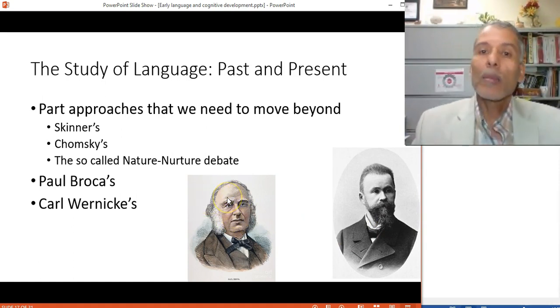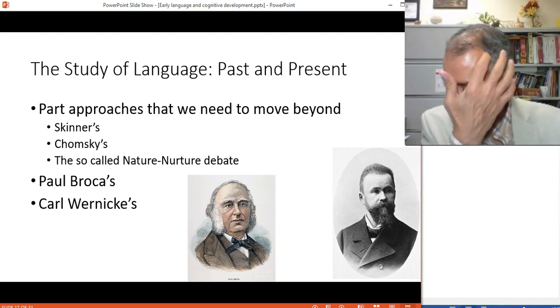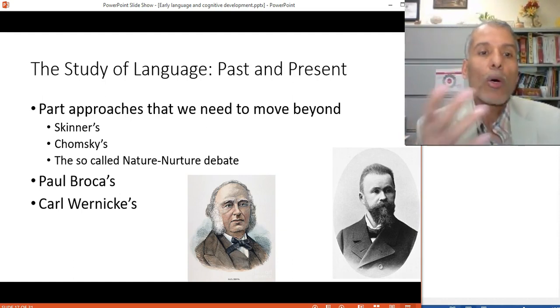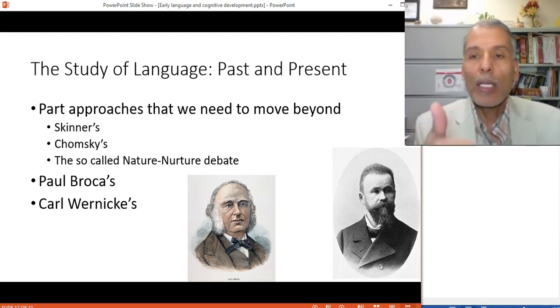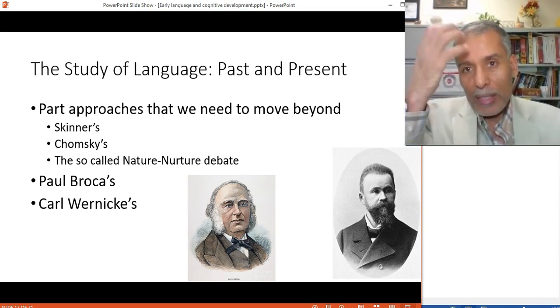Of course, he studied patients that had strokes, and the patients who had wounds in this area weren't able to speak grammatically. So that gave rise to the serious study of cognition, of language, of the brain from inside.